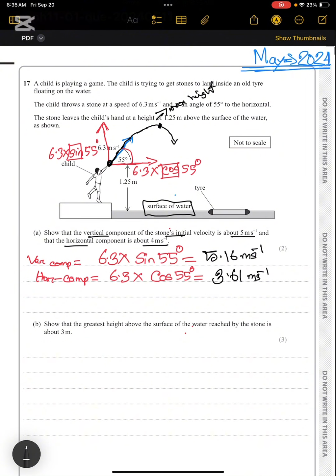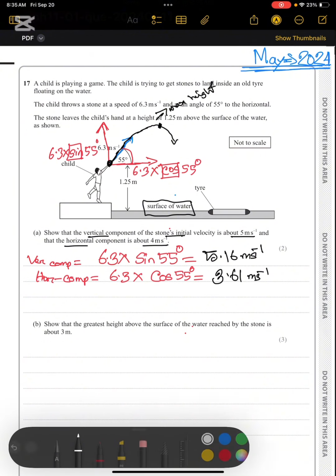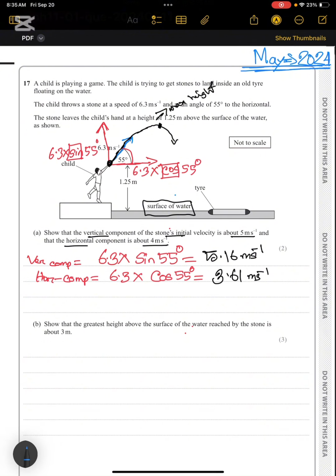So let's find out. We will use the formula v squared equals u squared plus 2as in order to find out the greatest height. So we all know, as the ball will reach its maximum height here, and after then it will again come down. So here its velocity will be 0. Its final velocity is going to be 0.